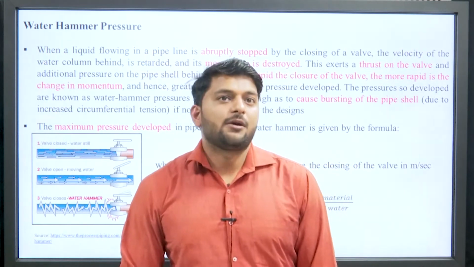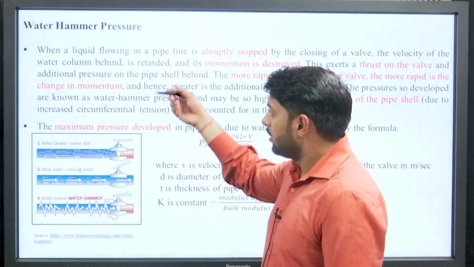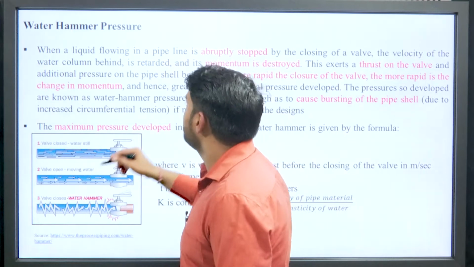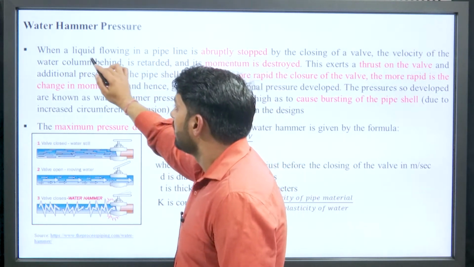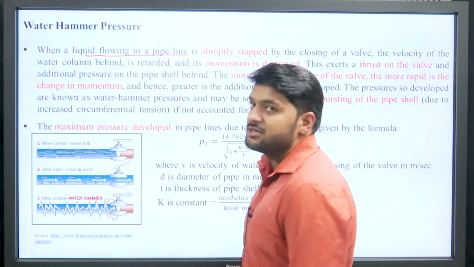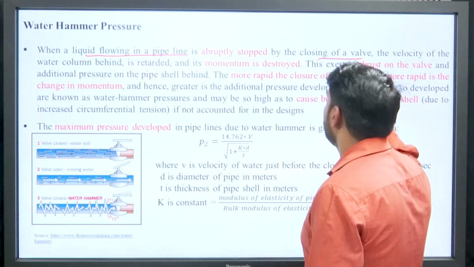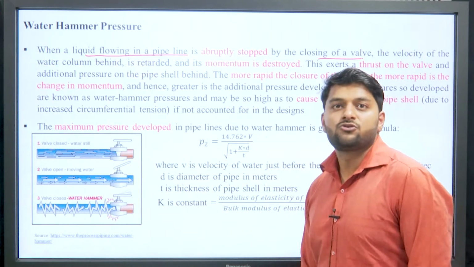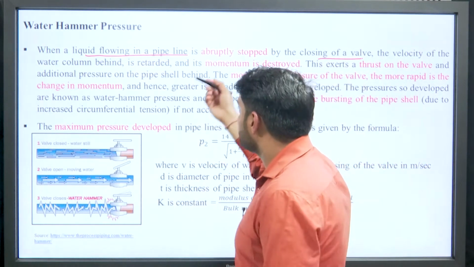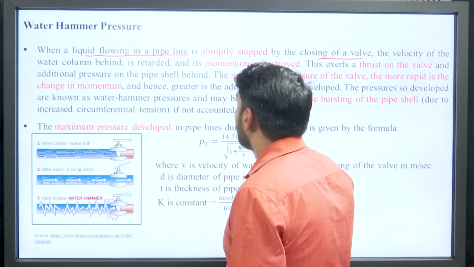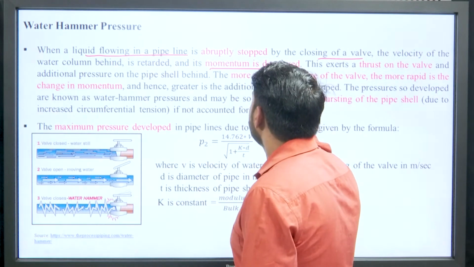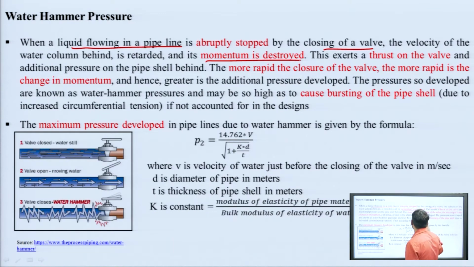Next one is water hammer pressure. So, what is water hammer pressure? Basically, when a liquid flowing in a pipeline is abruptly stopped, and how can we stop it? By closing a valve, the velocity will reduce to 0, and if the velocity reduces, then what will happen? Momentum is destroyed, meaning momentum also reduces, and this exerts a thrust on the valve and additional pressure on the pipe shell behind.